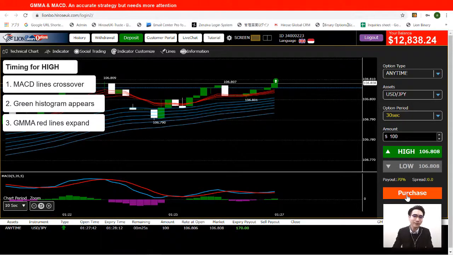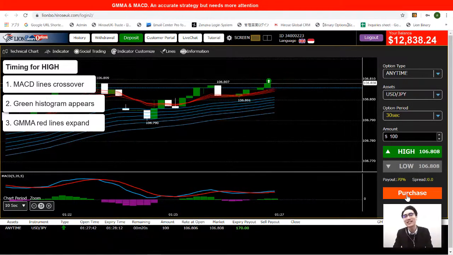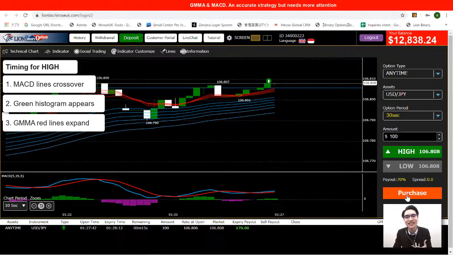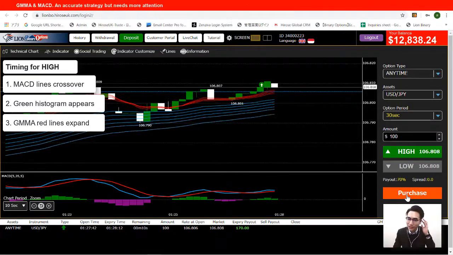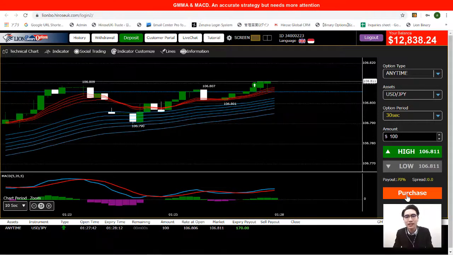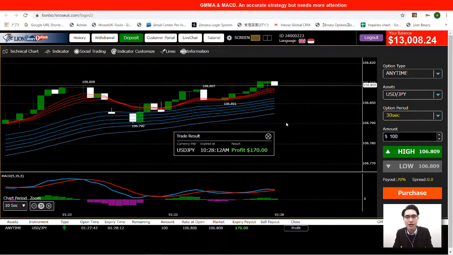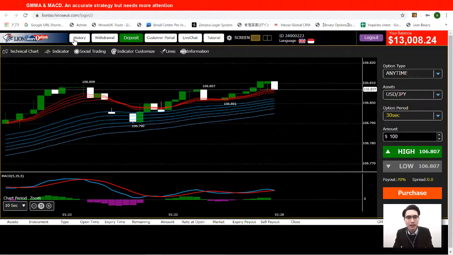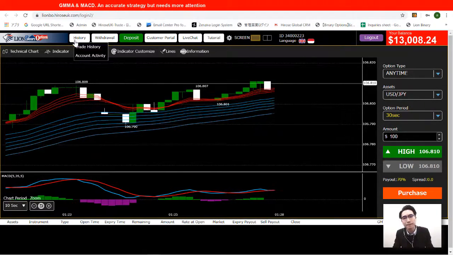One of the suggestions that I can give you is to try to zoom into the chart a little bit, and then you will see the red line better. So just find every single detail in the GMMA. It's all about attention to detail. As long as you can pay a bit more extra attention to the GMMA, I'm pretty sure you can get this strategy right. So okay, let's take a look at the history.